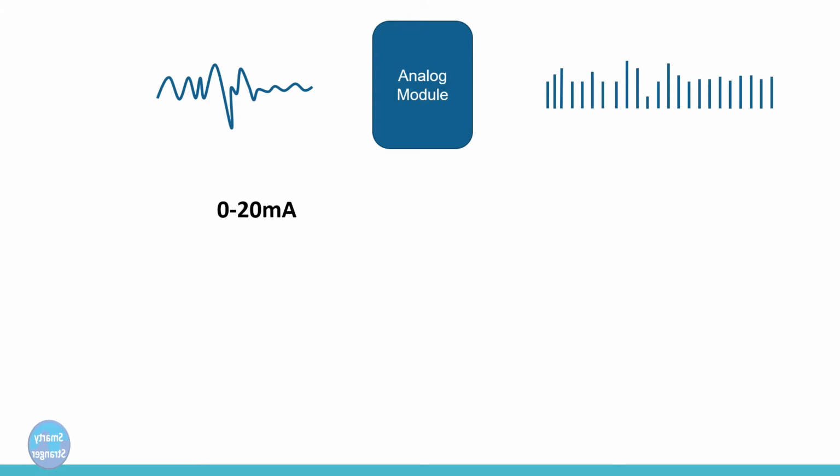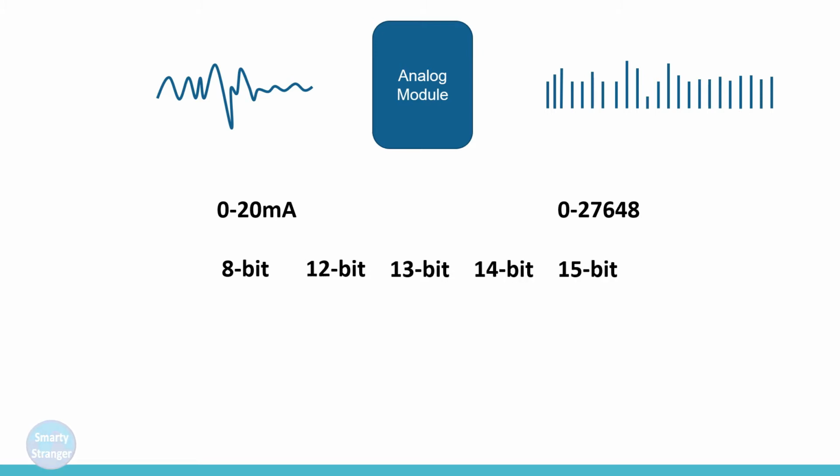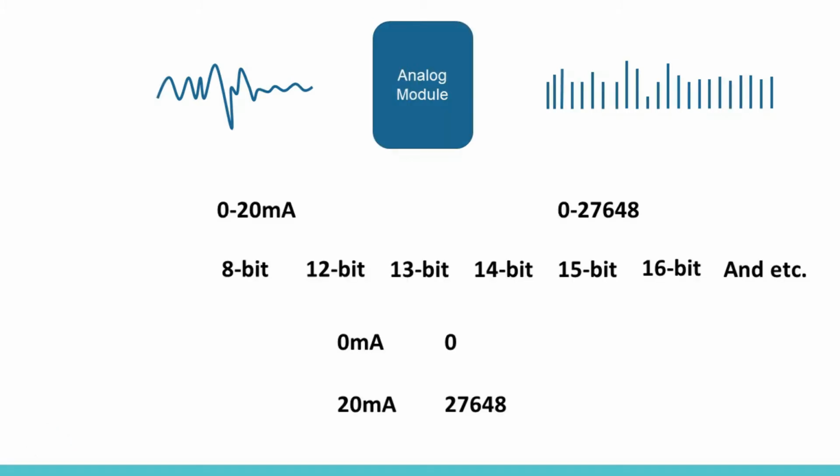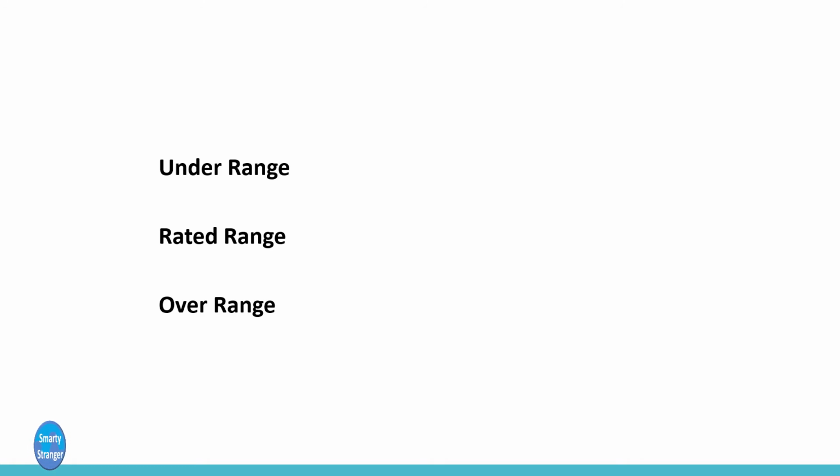The analog module converts a 0 to 20 milliamp signal into 0 to 27,648 counts. Different analog modules have different resolution: 8-bit, 12-bit, 13-bit, 14-bit, 15-bit, 16-bit, etc. It depends on the resolution of the PLC card. Here 0 means 0 value, and 20 milliamp means 27,648 value. But the PLC has defined standard limits in terms of under range, rated range, and over range.